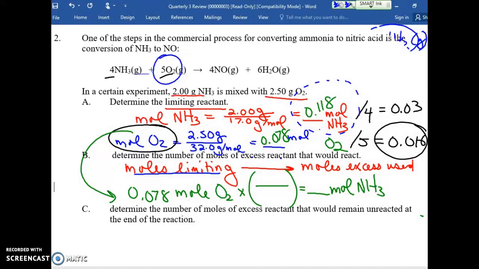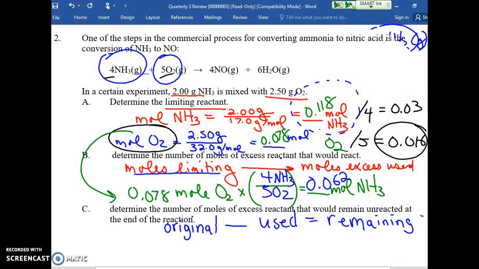There are 5 O2s for every 4 NH3s. I have 4 NH3 up top. I have 5 O2 downstairs. Therefore, I find out that maximally, the maximum NH3 that I'm going to use, is 0.062. Now, of course, at the very end of this, I want to find out how much I have remaining after using that particular amount of NH3.